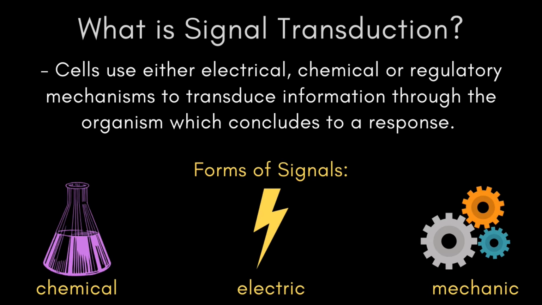So what exactly is signal transduction? Well, our cells use either electrical, chemical or regulatory mechanisms to transduce information through the organism, which concludes in a response on a cellular level. The forms of these signals can be chemical, electric or mechanic.